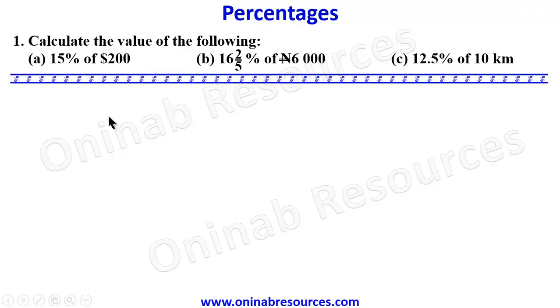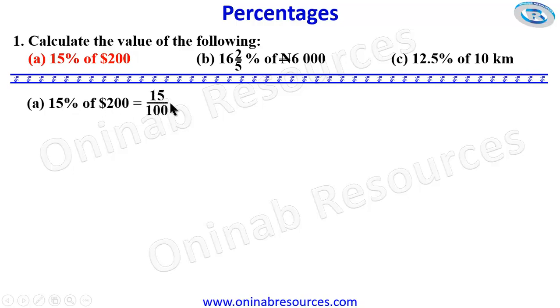So starting the solution from A, we have 15% of $200. We said initially that 15% is 15 out of 100, which will be written as 15 over 100, then multiply by $200 over 1. The two zeros here, we cancel the two zeros here. We'll be left with 15 times $2. 15 times $2 gives $30. That is to say, 15% of $200 is $30.